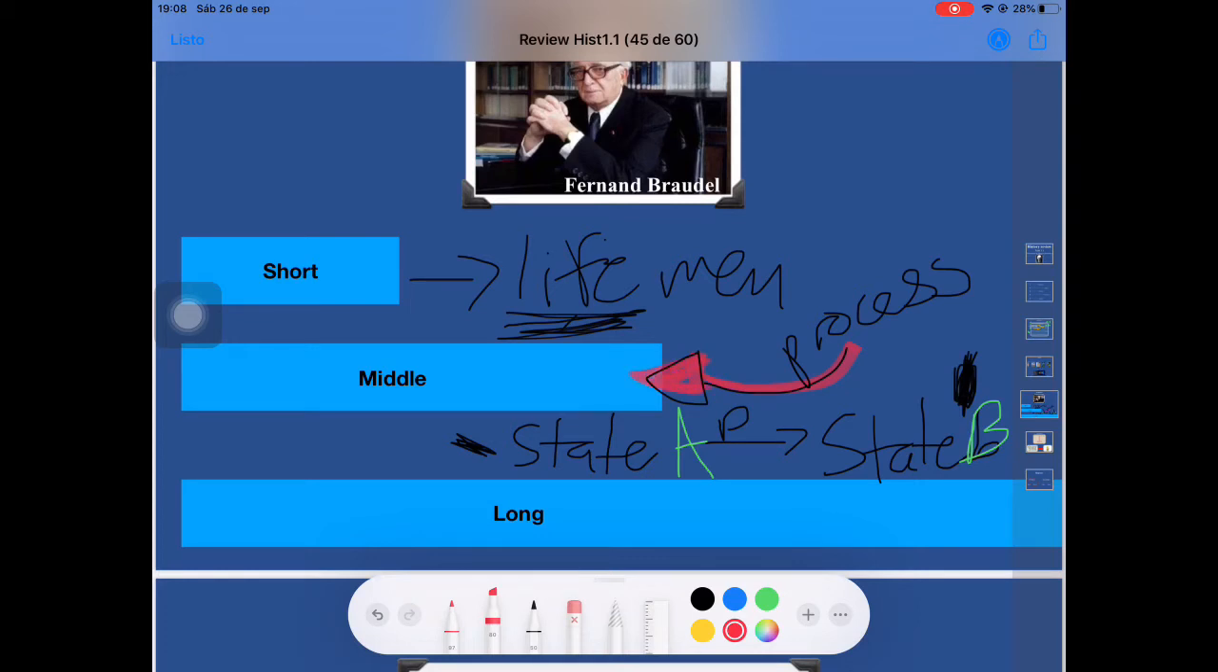Because in the middle duration, what we are going to have is the century, and the century is going to be our next topic for our exam. And finally, the long duration.